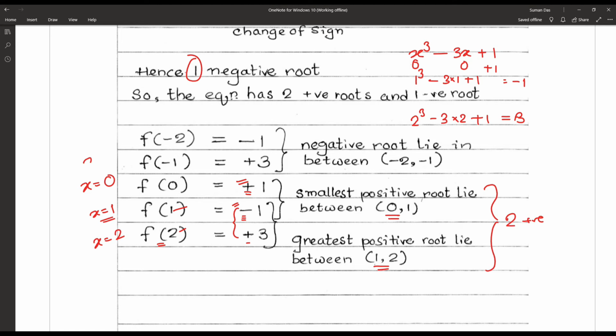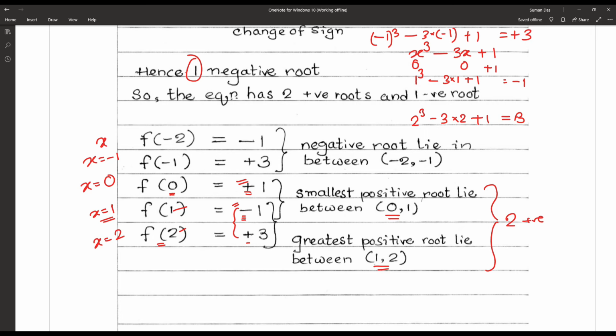So we put the value of x as minus 1 here. When we put the value as minus 1, that becomes minus 1 whole cube minus 3 into minus 1 plus 1, and the result is plus 3. But at x equal to 0, the result was plus. At x equal to minus 1, the value of the function is also positive. So there is no root lying between 0 and minus 1.